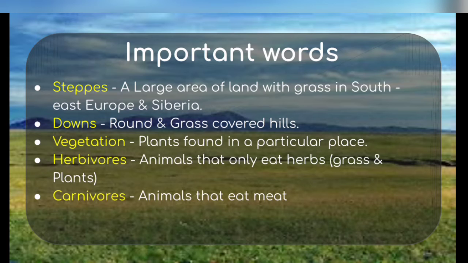Steppes, a large area of land with grass in southeast Europe and Siberia. Downs, round and grass covered hills. Vegetation, plants found in a particular place. Herbivores, animals that only eat herbs, that is grass and plants. Carnivores, animals that only eat flesh or meat.